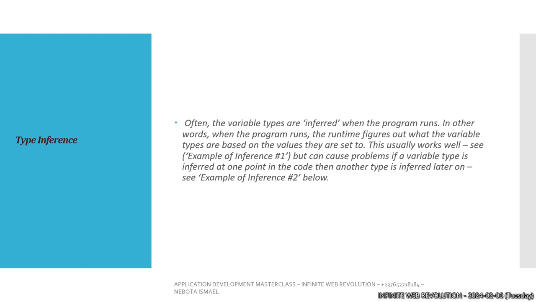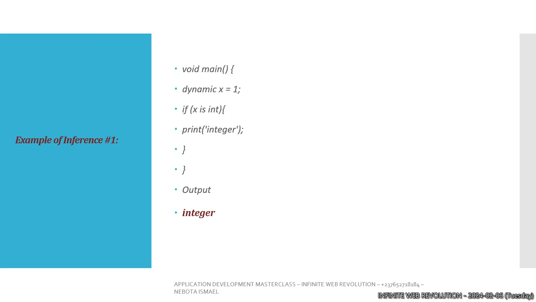So the best way you can save your program some time is to clearly specify the data type. So for example, we have a void main, we have dynamic x equal to 1. If x is int, print integer. Okay, now let's look at this particular program. What is it saying now: dynamic x is equal to 1. If x is int, print integer. Is this true? Let's look at it.